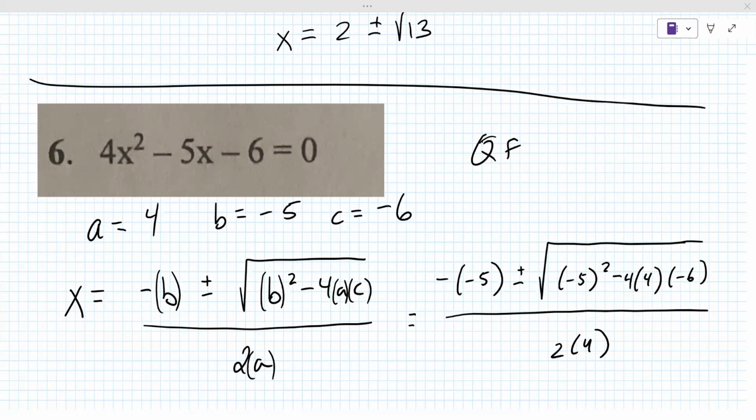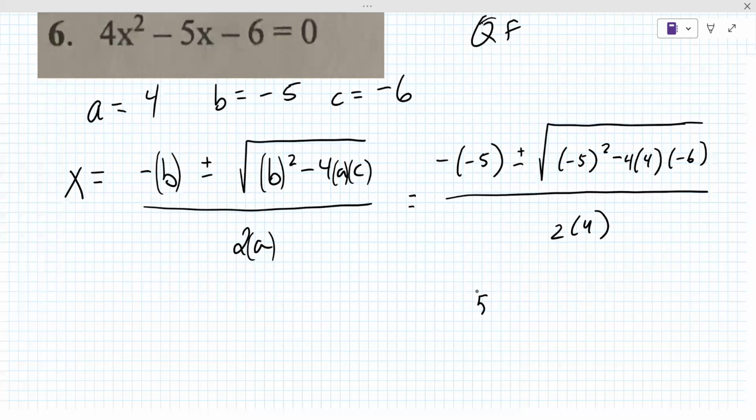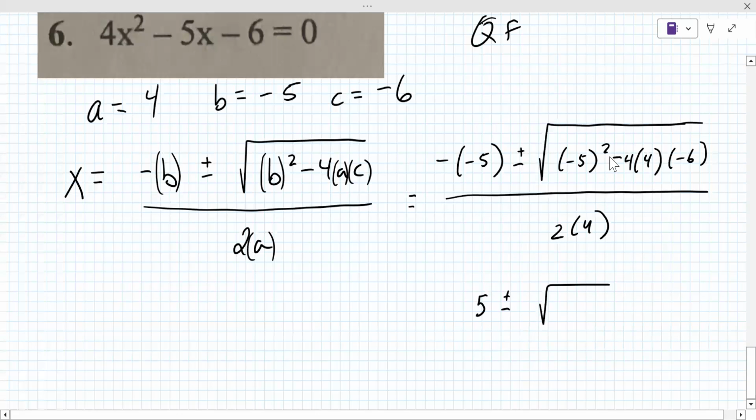Got 5 plus or minus the square root of 15.125. This one should work out nicely. Okay, what did I do? Try it one more time. Just the part under the root. Make sure it is a nice number.